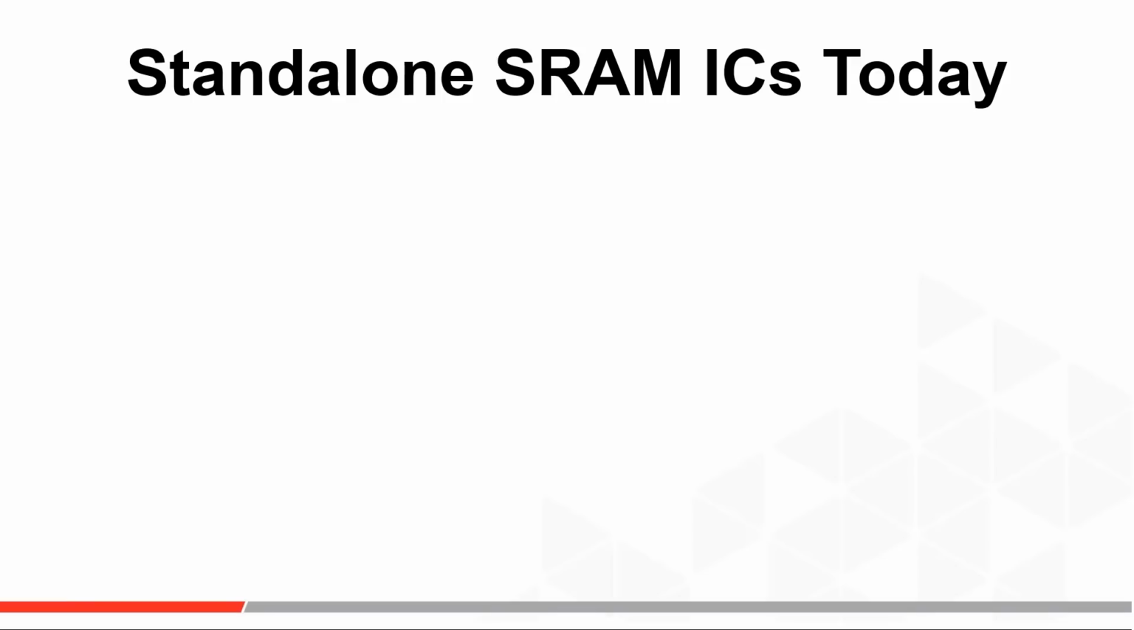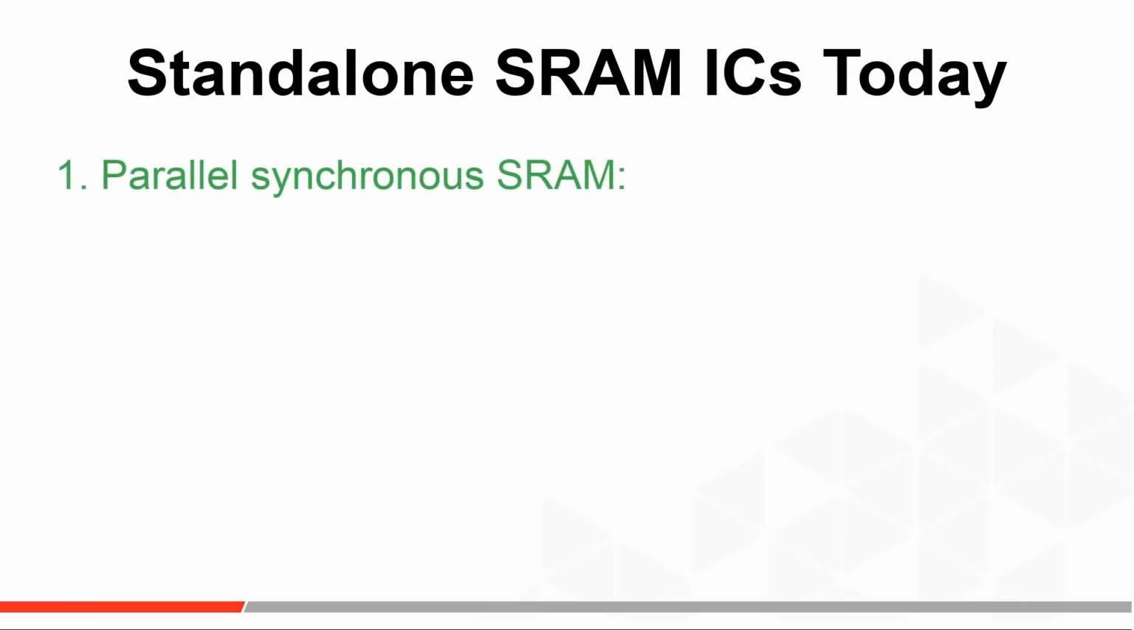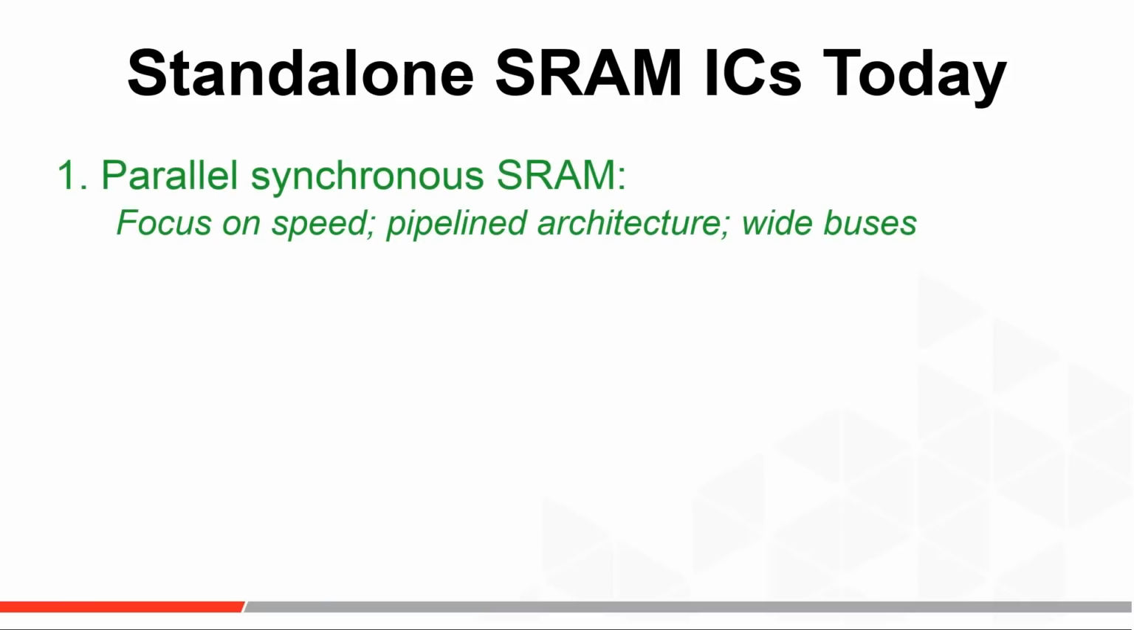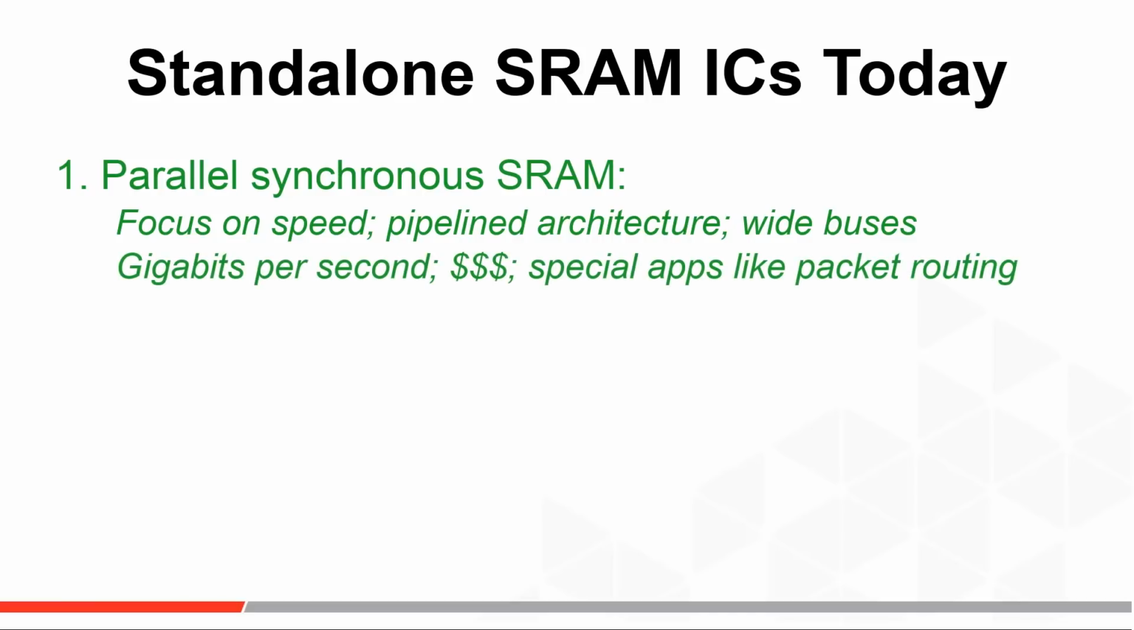For the surviving standalone SRAM integrated circuits, the differences come primarily in the interfaces. Parallel synchronous SRAM focuses on blazing speed. They are pipelined with edge clocks on the inputs and outputs to the IC. Speed is measured in gigabits per second. These are quite expensive and targeted at specialty applications like internet packet routing.